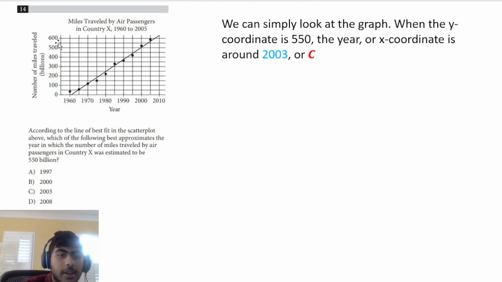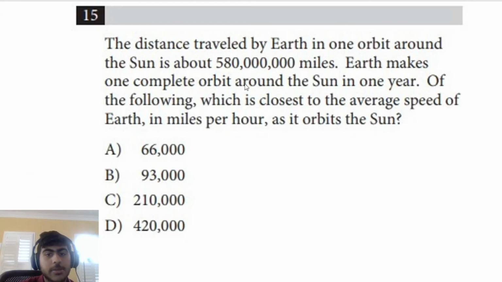which is this line right here, and we can follow it over here. It intersects right here between 2000 and 2005. The answer choice that matches up with this is 2003, answer choice C. Let's move on to the last question of this set.